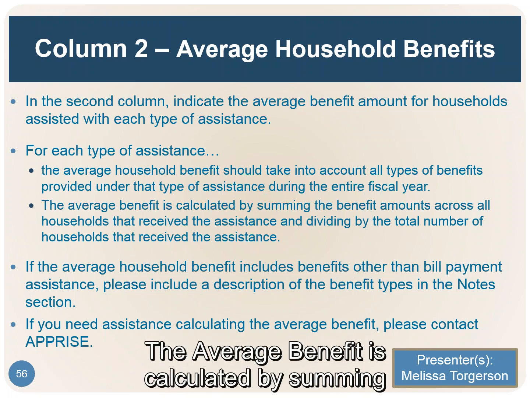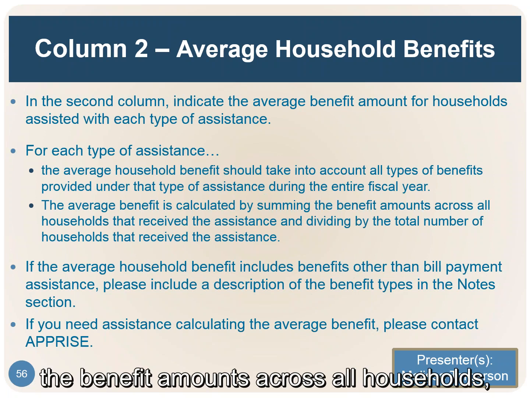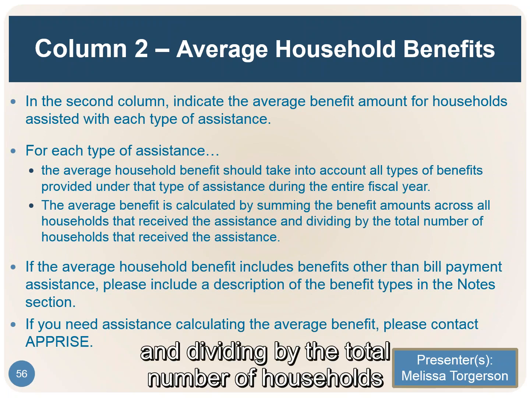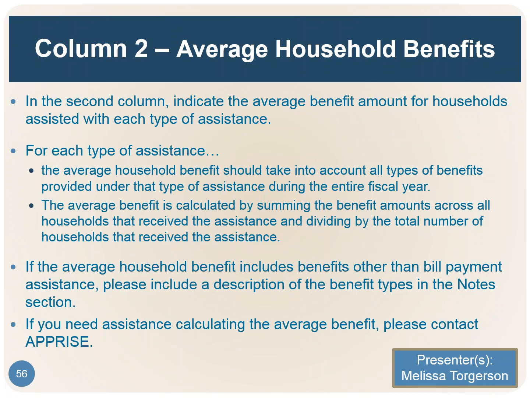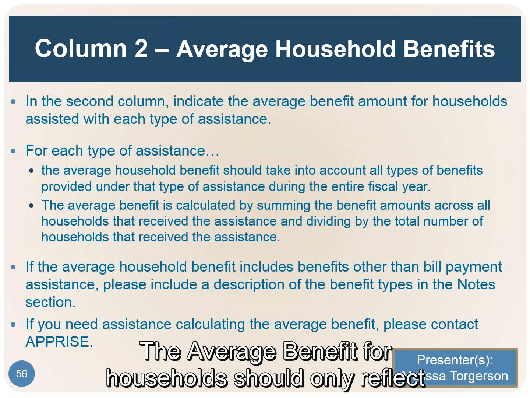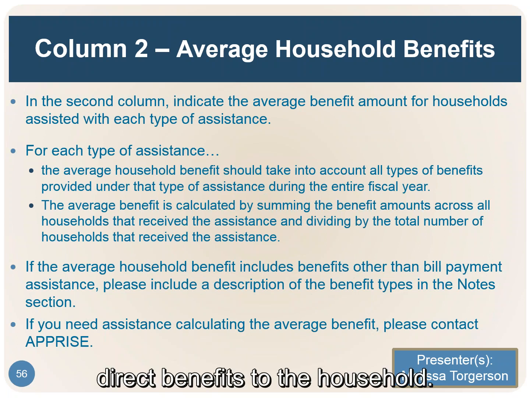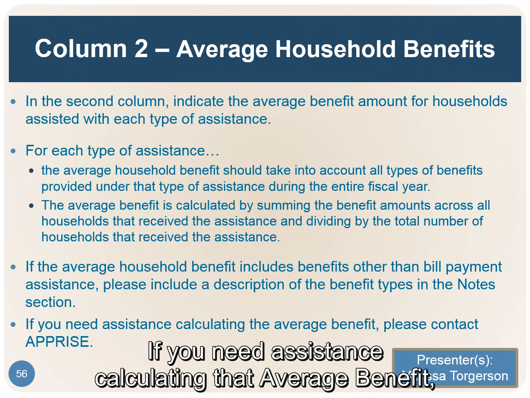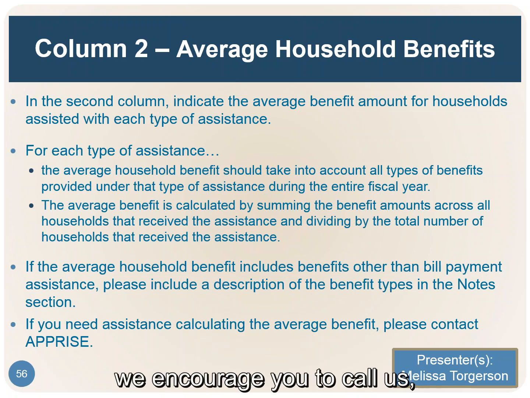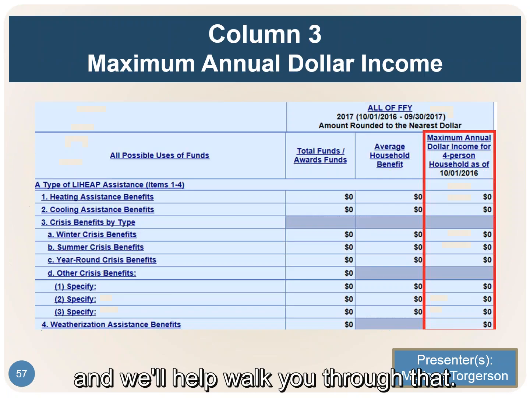The average household benefit should take into account all types of benefits under that particular component. The average benefit is calculated by summing the benefit amounts across all households and dividing by the total number of households that received that assistance. The average benefit for households should only reflect direct benefits to the household. So that's important. If you need assistance calculating that average benefit, we encourage you to call us and we'll help walk you through that.